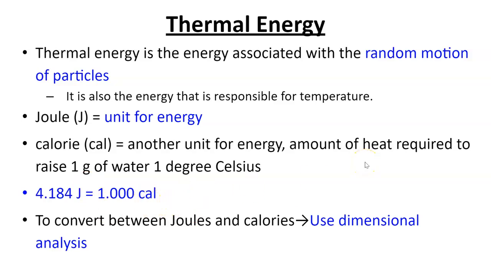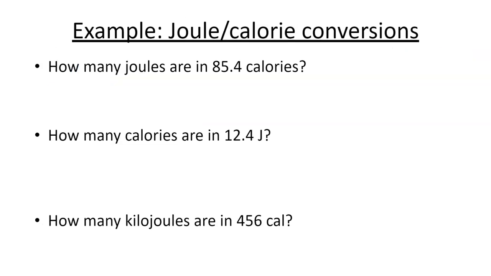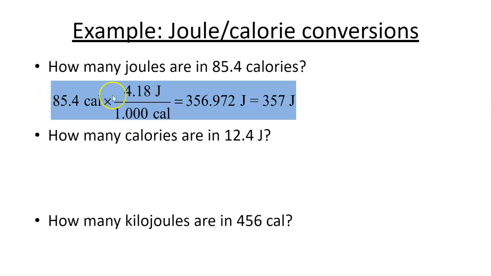We might have to do a little bit of conversion, so I'm going to introduce a little bit of dimensional analysis here, which shows how we convert between units. For example, if I have a question like this, how many joules are in 85.4 calories? You're going to put what you start with, which is 85.4 calories, and multiply it times a fraction. The way you set this up is whatever we're trying to convert out of goes down here, and whatever we're trying to convert into goes up here.